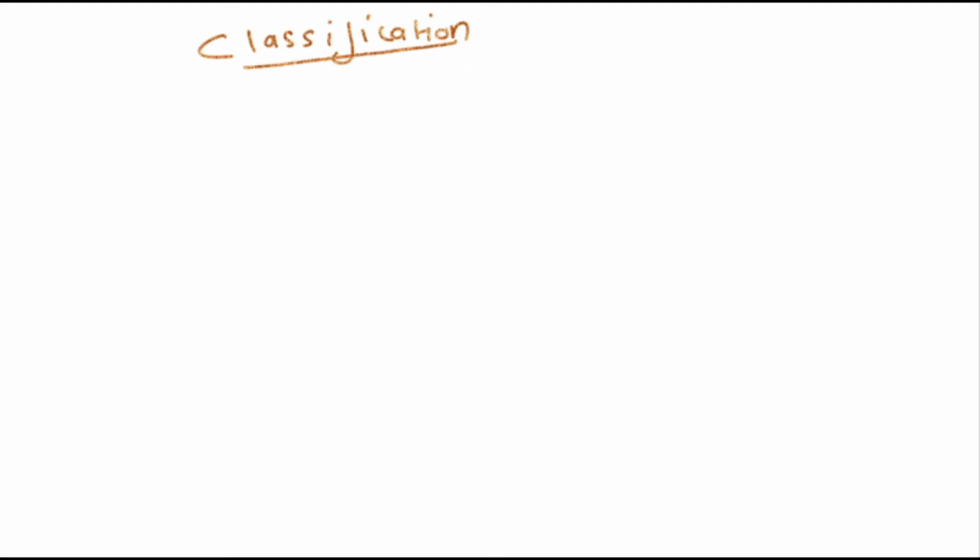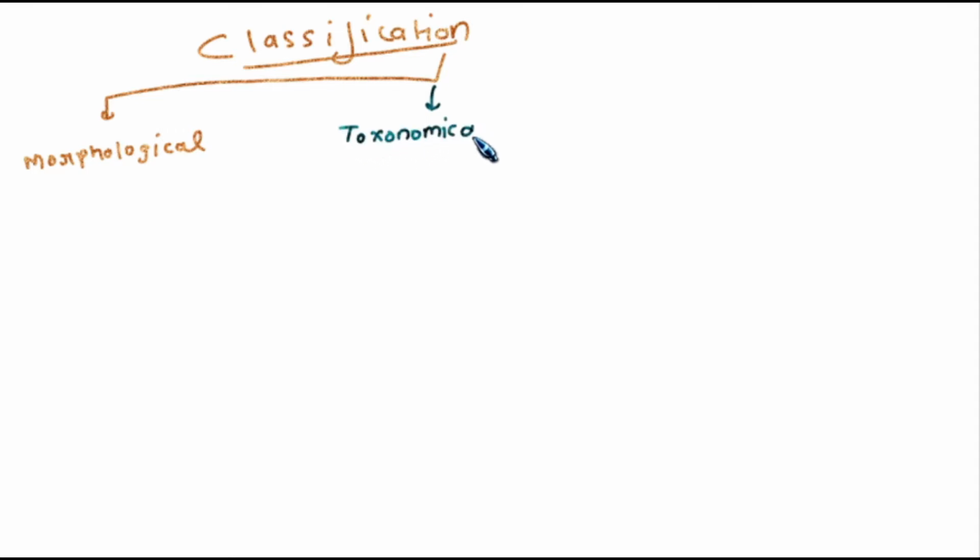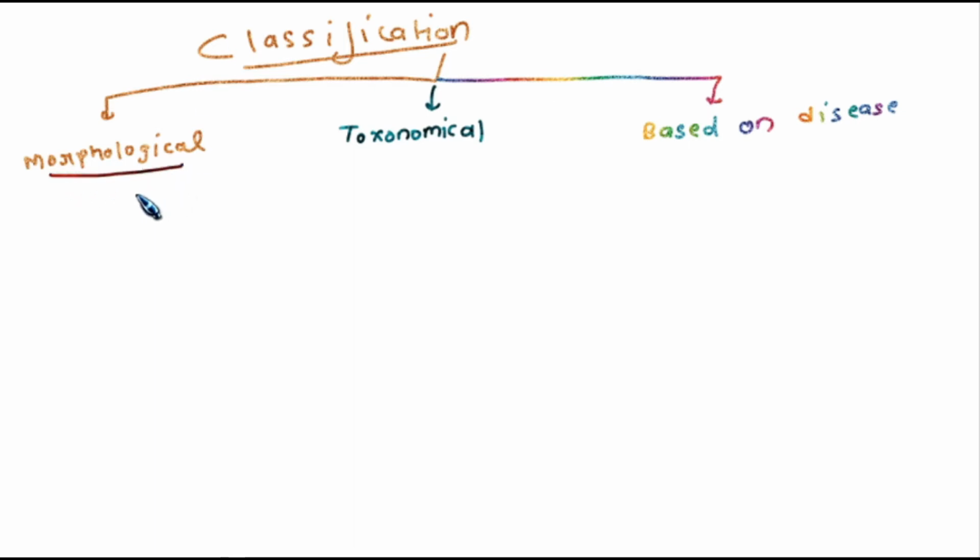Now let's see the classification. Classification is of three types. The first is based on morphology. The second is based on taxonomy. It's not toxo, it's taxonomic. And the third is based on the disease caused by fungi.